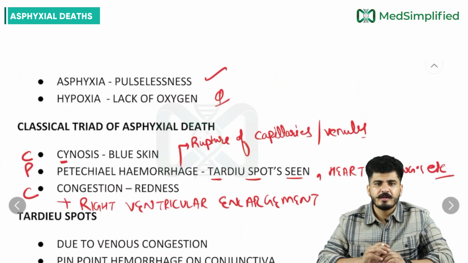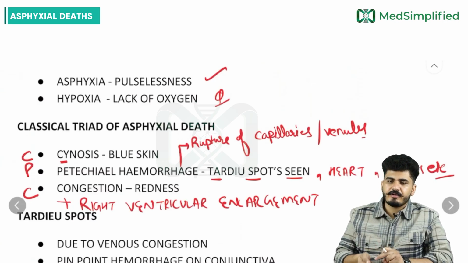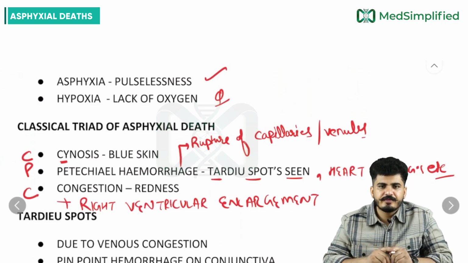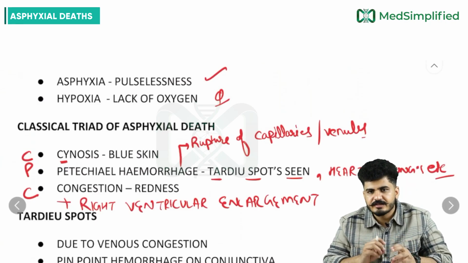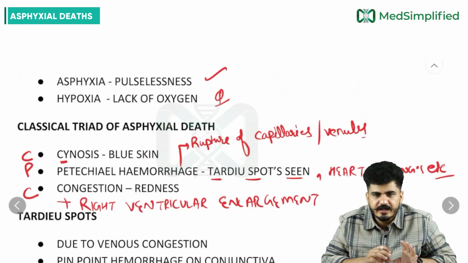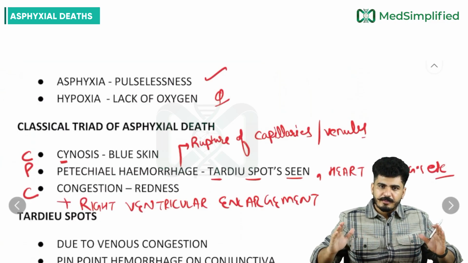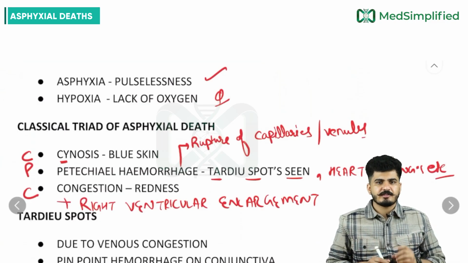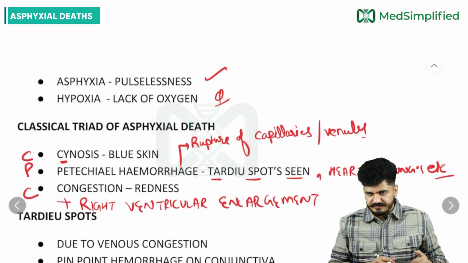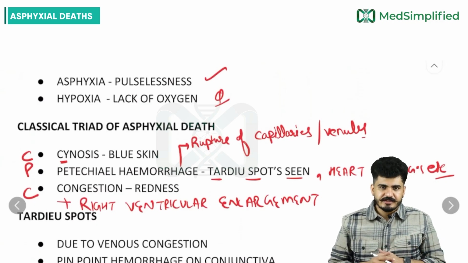The blood is going from the right atrium to the right ventricle. From the right ventricle, blood needs to go to the lungs. But due to the failure of respiration, the blood is not accepted in the lungs. So all of the blood is getting accumulated in the right ventricle only. That is why the right ventricle becomes big, and there is right ventricular enlargement. So these are the classical things you will see in asphyxial death. Not only in asphyxial death, other types of suffocatory death also show these features, my dear friends.